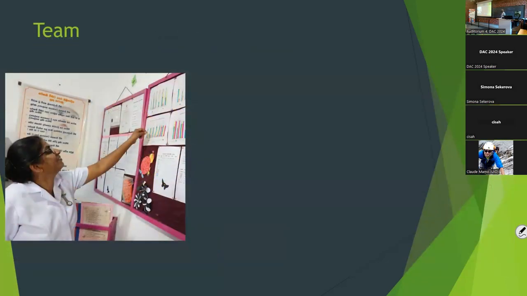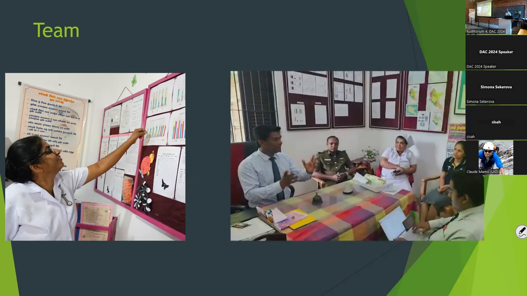Right. Now let's look at the team. The most important person is the grassroots level health worker, who you see here, the public health midwife. Of course, she has her own office at some small center in the field. And this is what you see from her office. And this is the champion team who's working at sub-district level.